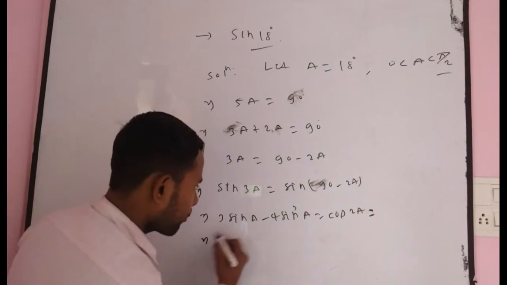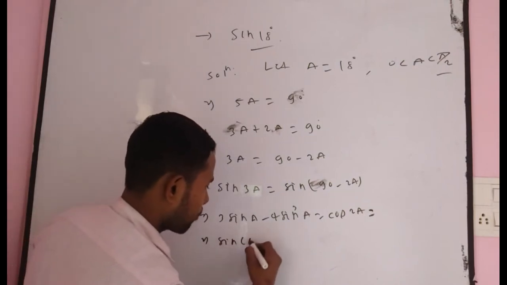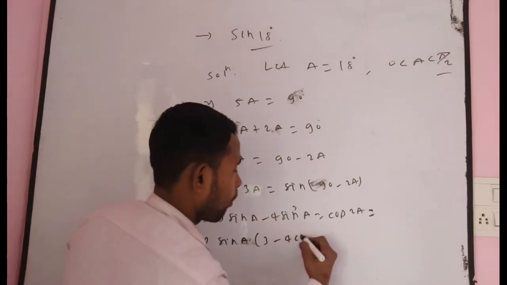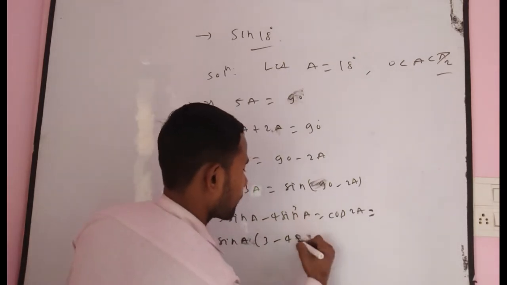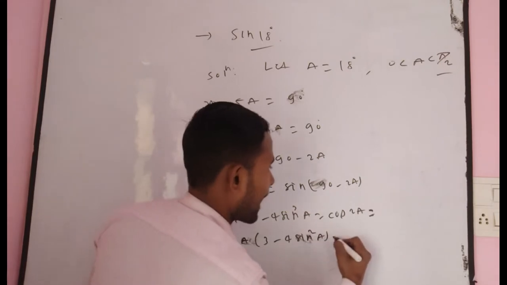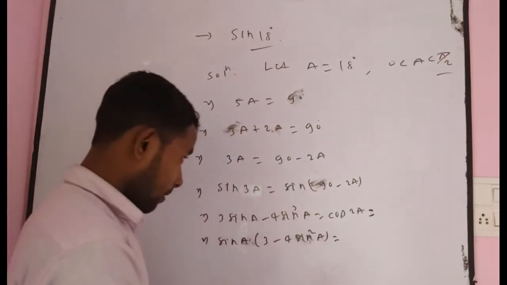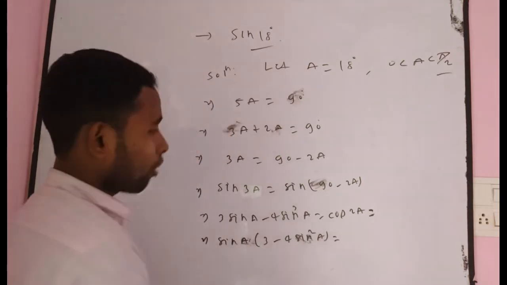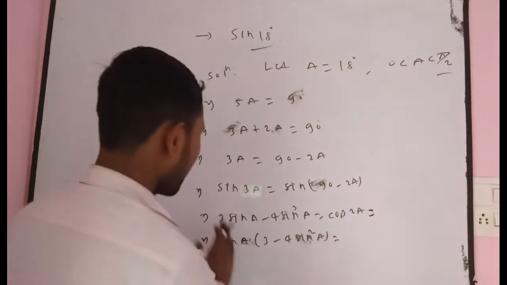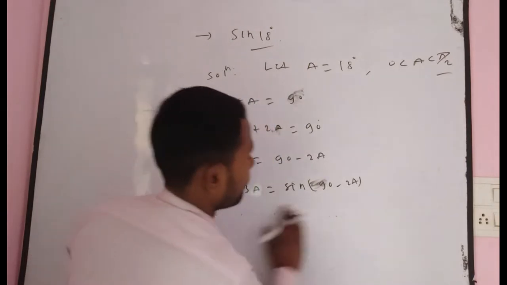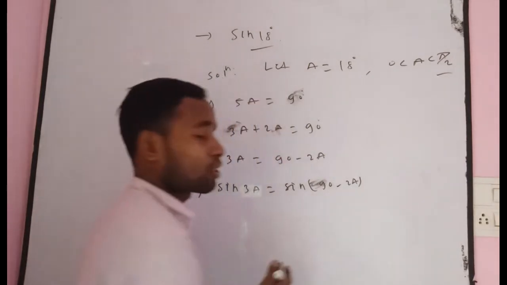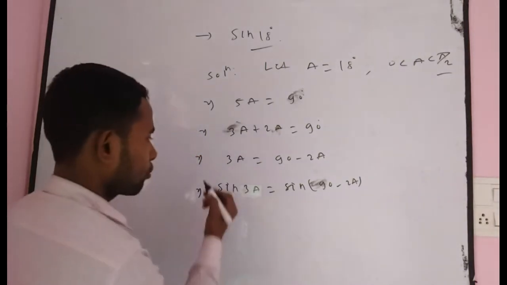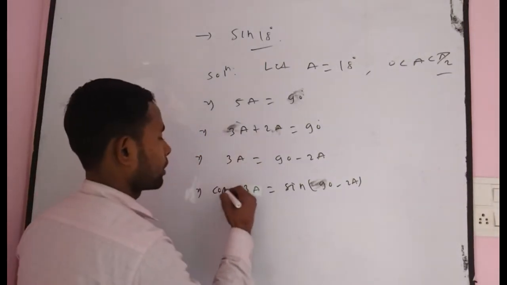Now you have to take sin A common from this term. If you take sin A common, you get 3 minus 4 sin square A. Sorry, don't take cos here, because if you take cos, it becomes very long for you. In that case it becomes more lengthy. So I am trying to use cos here, which becomes easier than the other.